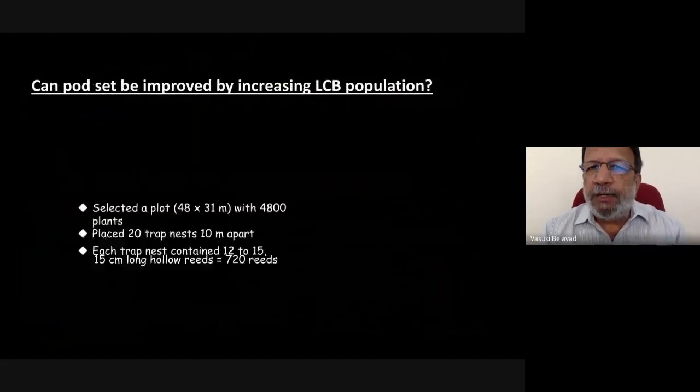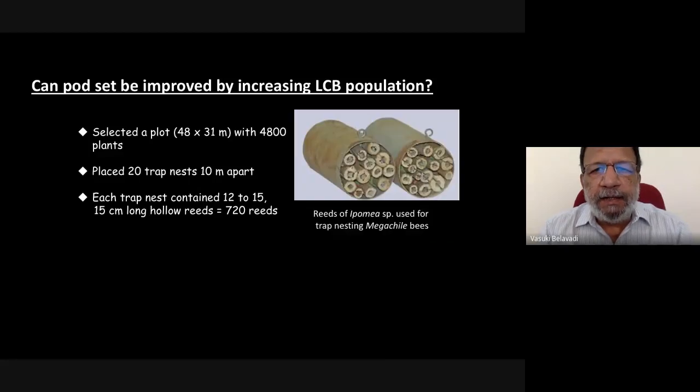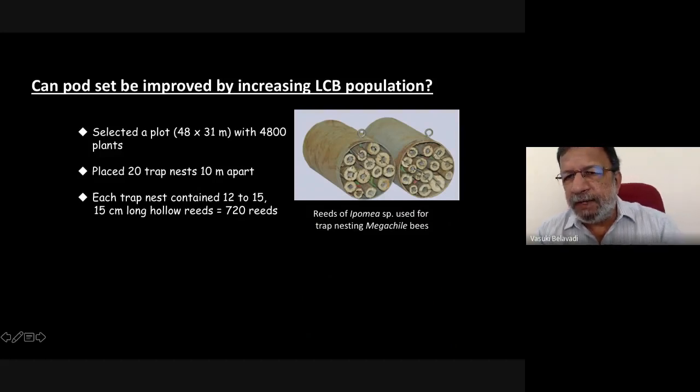Now the next question was, can pod set be improved by increasing leafcutter bee population? So we selected a plot with about 4,800 plants, and we placed 20 trap nests 10 meters apart, and each trap nest contained 12 to 15 centimeter long hollow reeds. The reeds are Ipomoea species. It is a weed-like plant which grows in many places. And the interesting thing is its stem is hollow. We can cut the stems and dry them, cut into pieces of about 6 inches, and then put them in PVC pipes and hang them in the field. And Megachile accepts this for nesting. It nests inside these reeds.